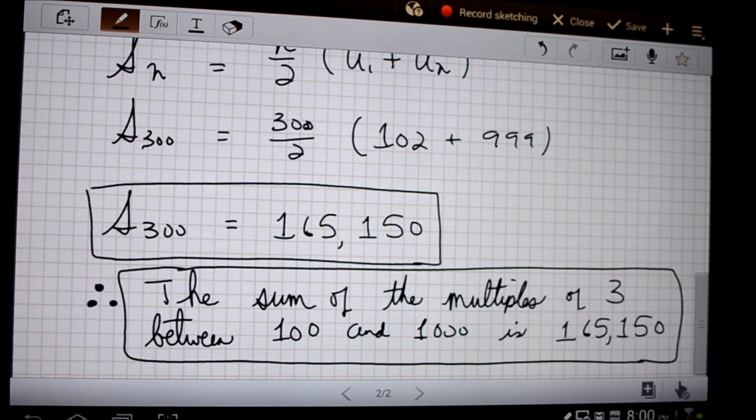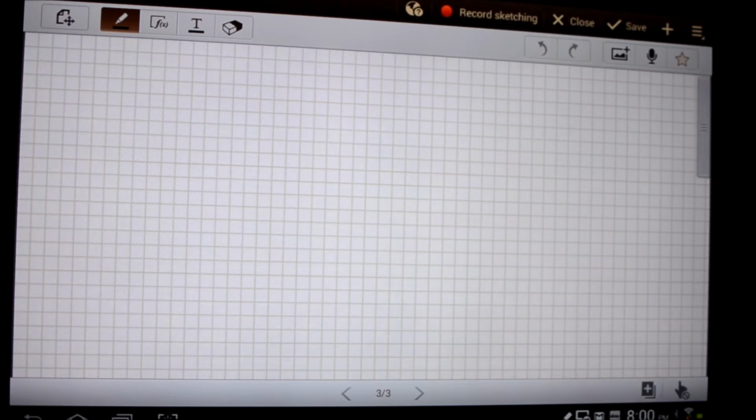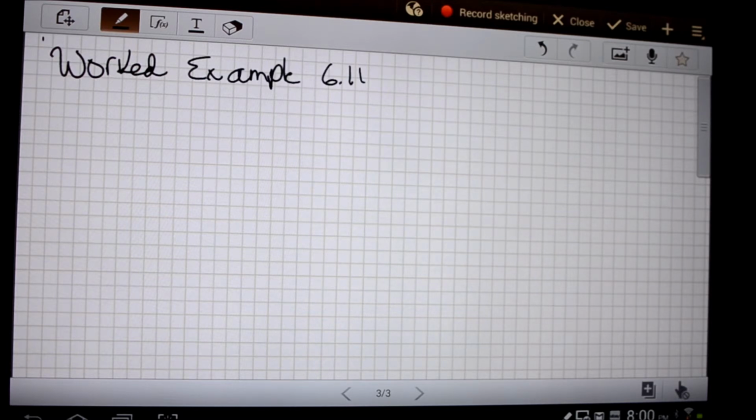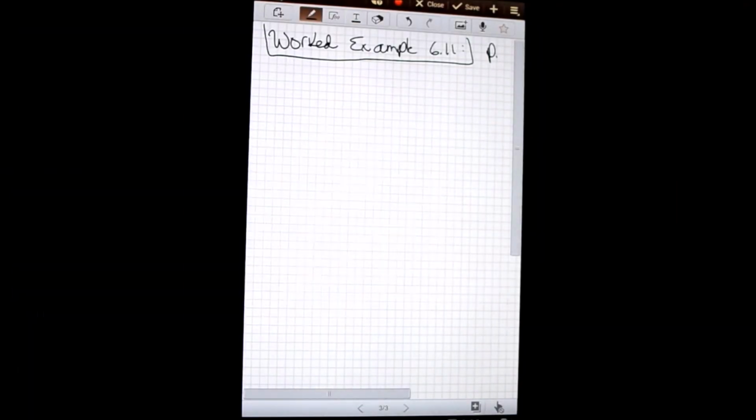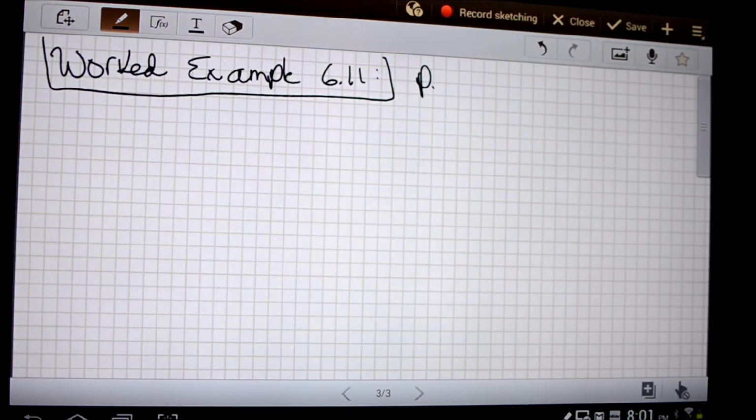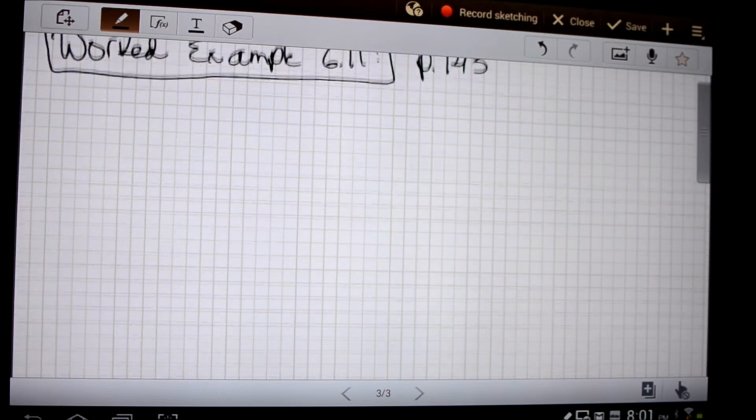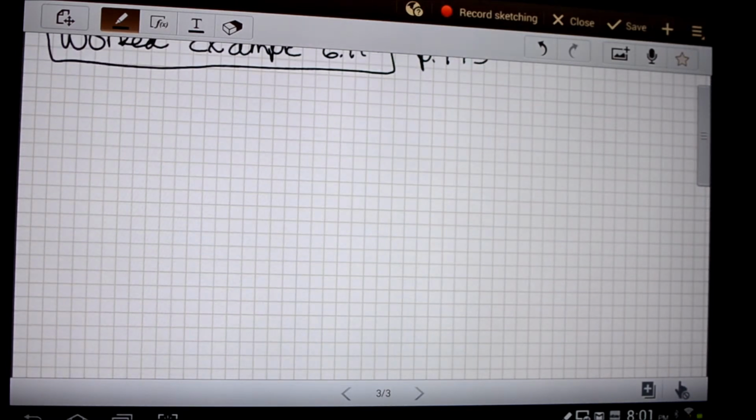Anyway, we do have one more example. That lesson's still not done. We have worked example 6.11 on page 143. An arithmetic sequence has first term U1 is 5. Common difference is 10.